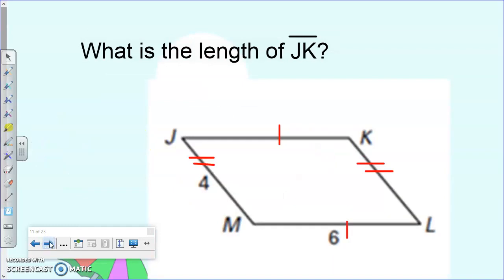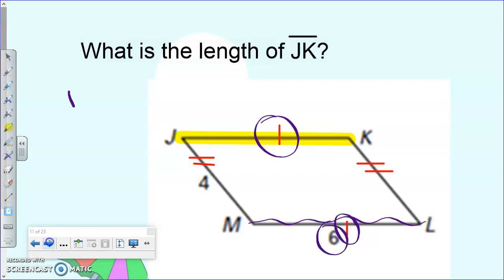The next example says, what is the length of JK? JK is here. It has 1 tick mark. It's going to match to ML with 1 tick mark, so it is going to be 6. So line segment JK is going to be 6.